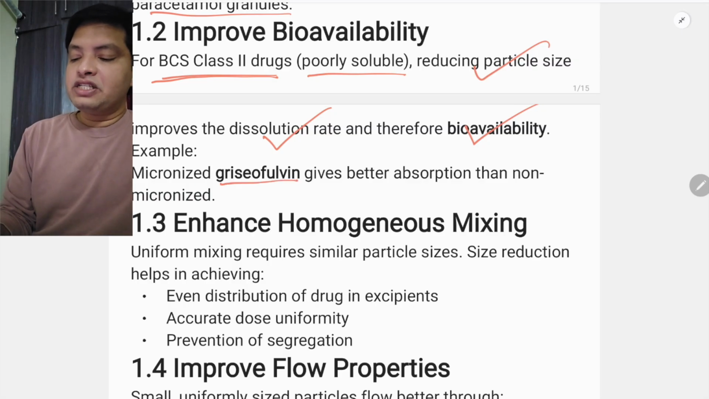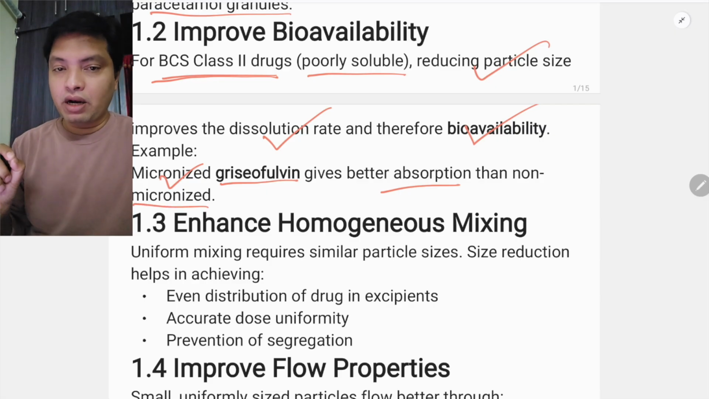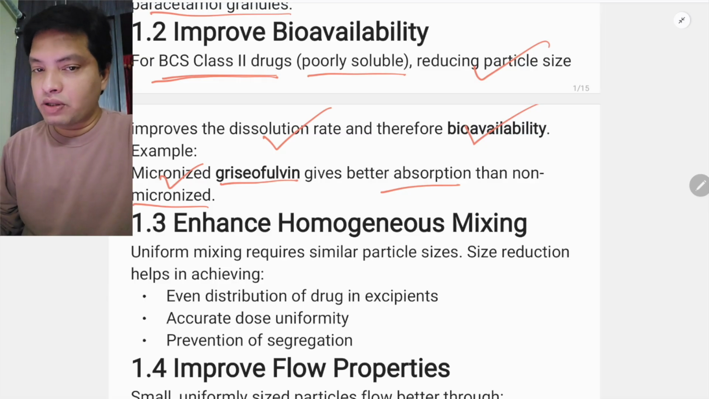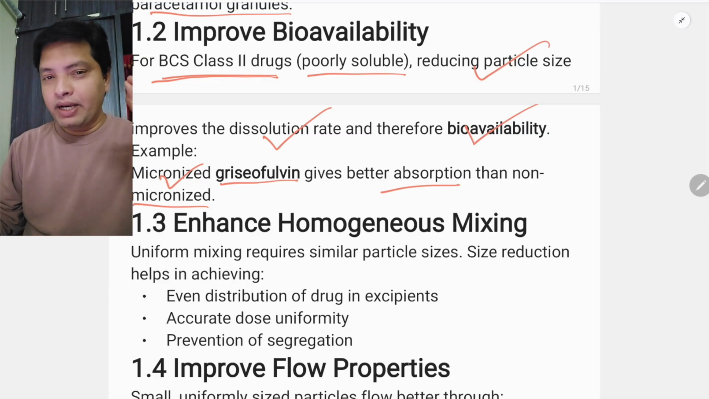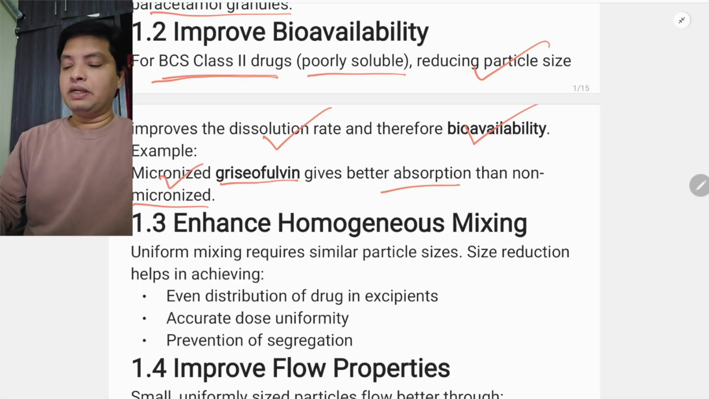Example, griseofulvin when micronized shows better absorption than non-micronized. Micronized means reducing the particle size to microns, which is called the micronization process. So griseofulvin when micronized shows more solubility and better absorption compared to griseofulvin which has less solubility.